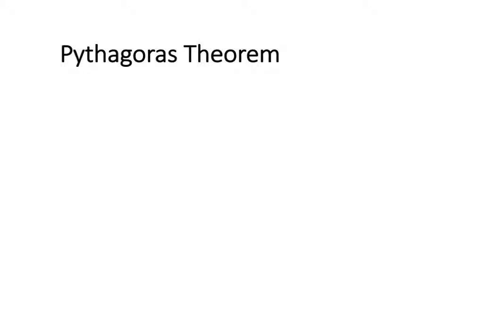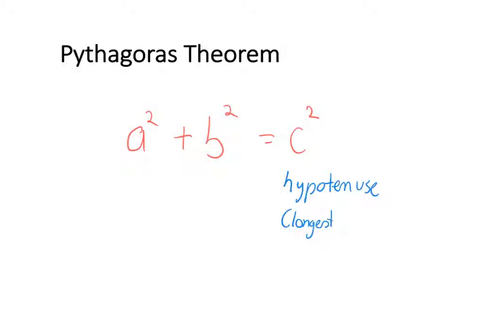So the general rule for Pythagoras theory is A squared plus B squared is equal to C squared. We need to remember that C squared is the hypotenuse side, which is also the longest side of the right angle triangle. A and B are going to be the two shorter sides. So a squared plus b squared is equal to c squared, and that is the general rule for Pythagoras theory.